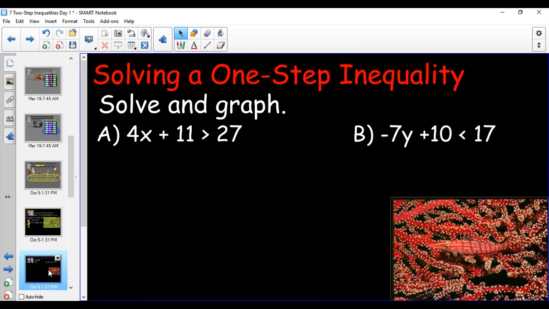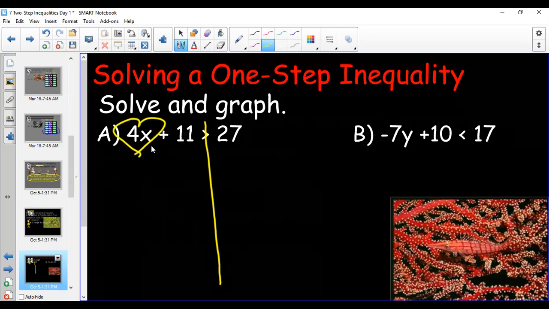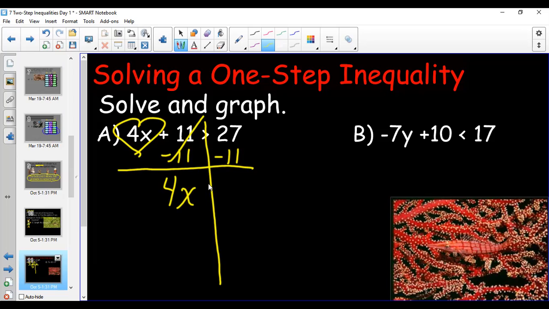Okay, so let's practice a few of these. Okay, so I'm going to draw a line down the inequality just like I would in equations. 4x, that's my happy couple, the couple that's in love. Get rid of the outsider. So get rid of the plus 11, which would be subtracting 11. Whatever you do to one side, do to the other side. So that would cancel out. We have 4x. Now when we subtract or add a number to both sides, remember we discovered that the inequality symbol stays the same. Adding and subtracting always stay the same. 27 minus 11 is 16.